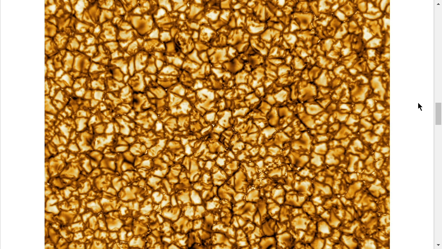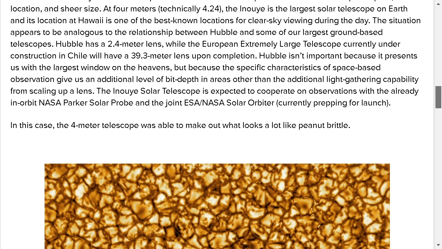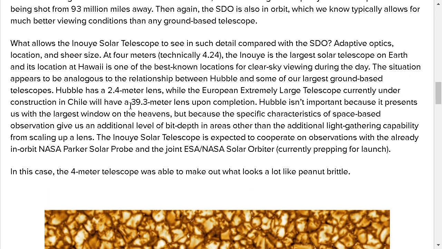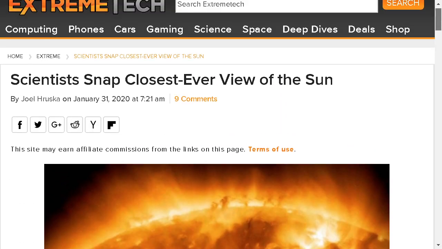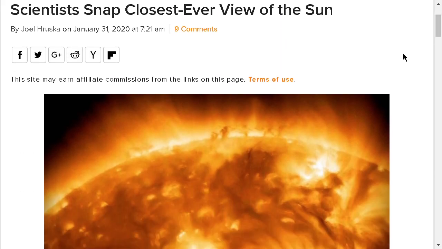And another article showing up today about the Daniel Inouye telescope, and it's producing the most detailed images of the solar surface ever measured through sheer size, as it's 4.24 meters. Did you know that they're building a 39.3 meter one in Chile right now? It's gonna be amazing. We've left links to the Extreme Tech article below the video.